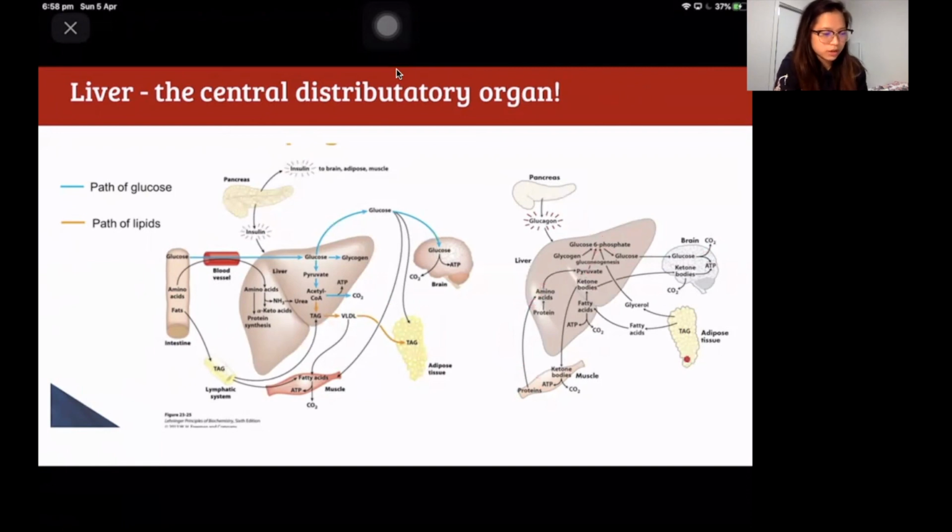Or let's look at fat now. In TAGs, you know how TAGs are made of fatty acids and glycerol? Fatty acids can be used in the liver just for energy, like this, or they could be used to make ketone bodies that can be used by the brain in starvation mode. Or these ketone bodies can also be used in the muscles as an energy source. And as for the glycerol, it can be used in gluconeogenesis to make glucose again, and G6P can be used by the brain. And I think that's everything.